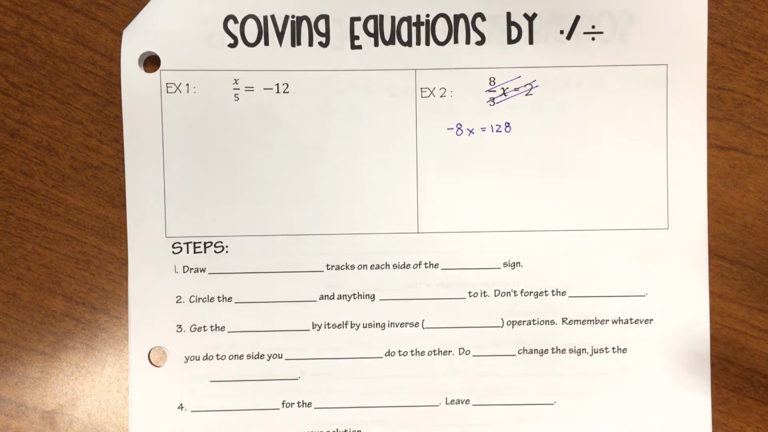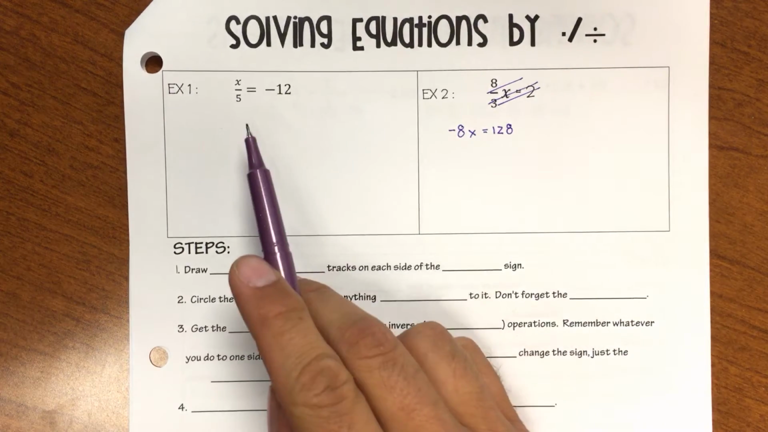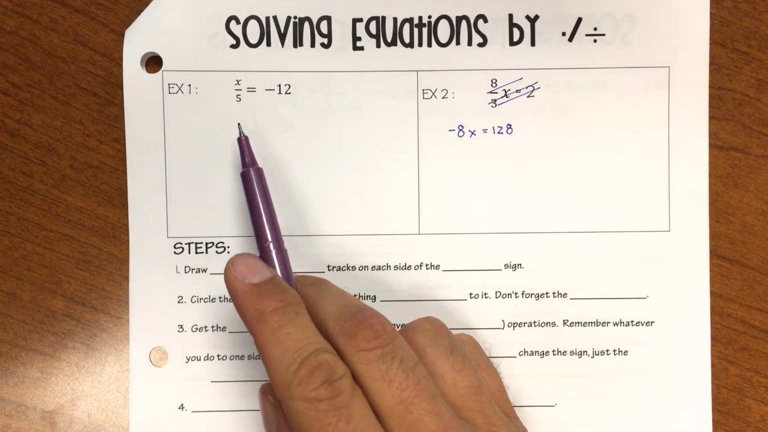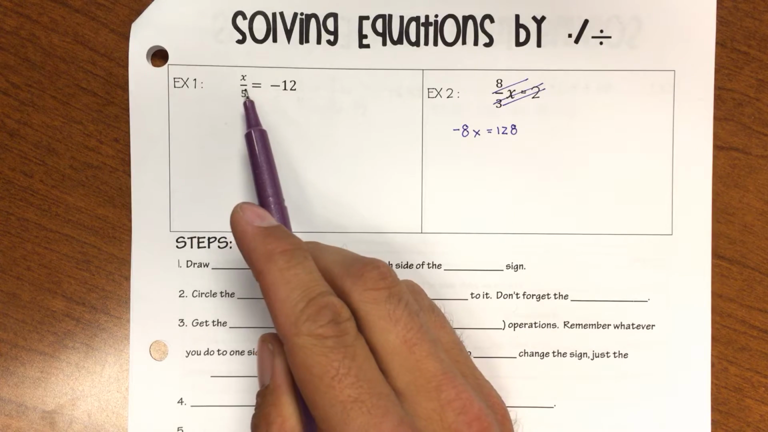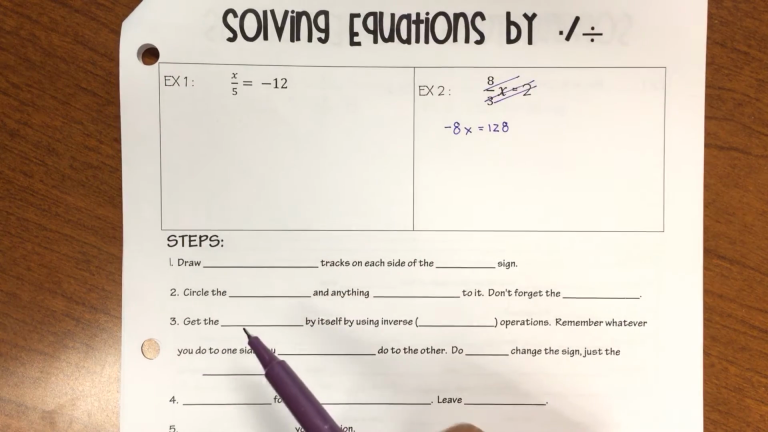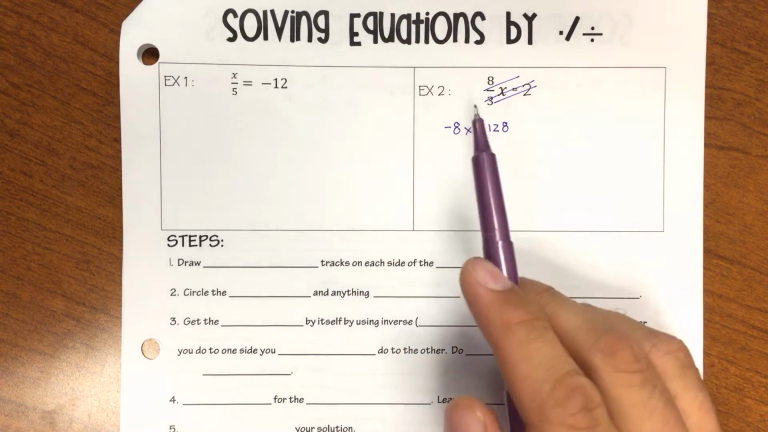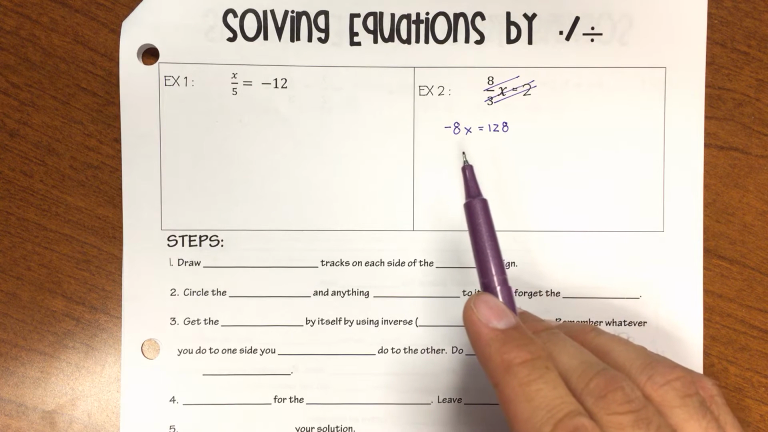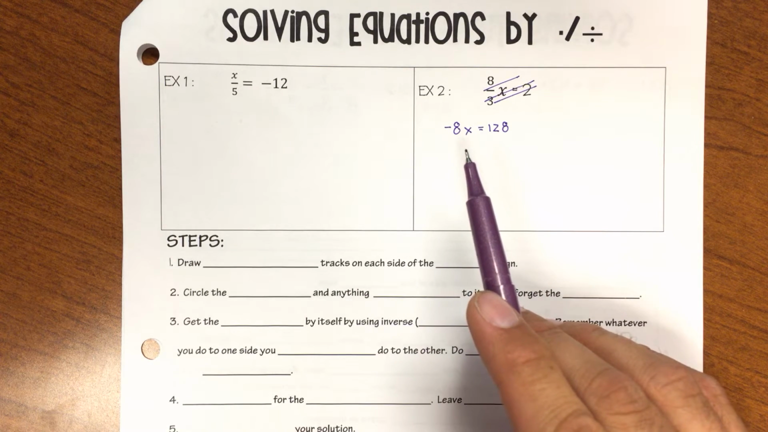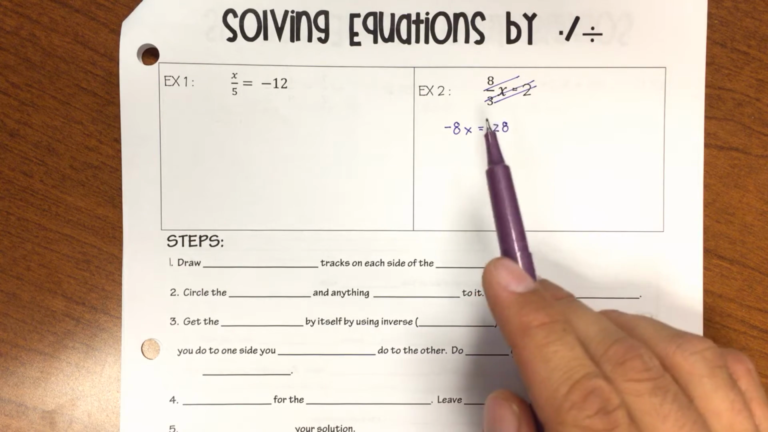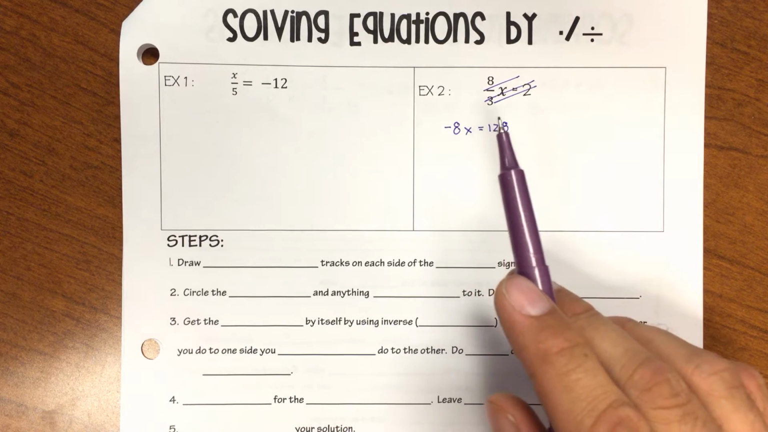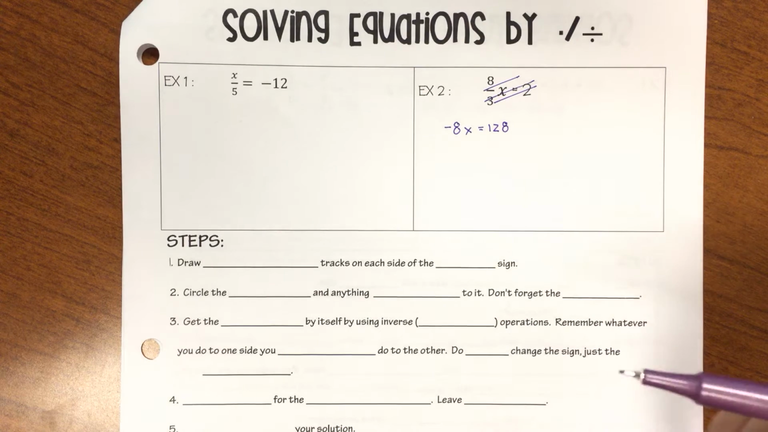But we're solving equations, meaning we're trying to get the variable by itself. Example 1, we have x divided by 5. And a lot of you have forgotten that this fraction bar, that line means divide. So x divided by 5 equals negative 12. And I rewrote example 2 so that it's negative 8x equals 128. We're going to get rid of that rational number, that fraction for now. It's going to sneak up on us here in a couple of weeks.